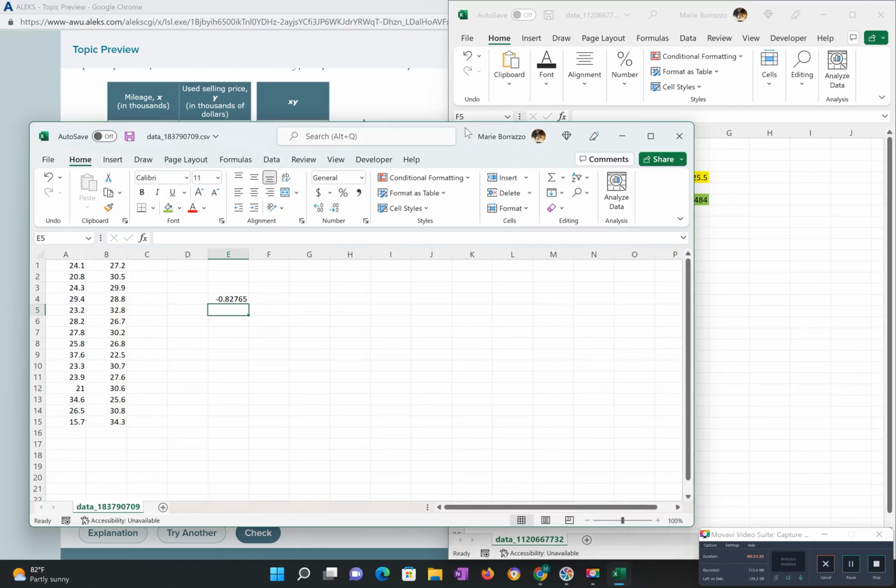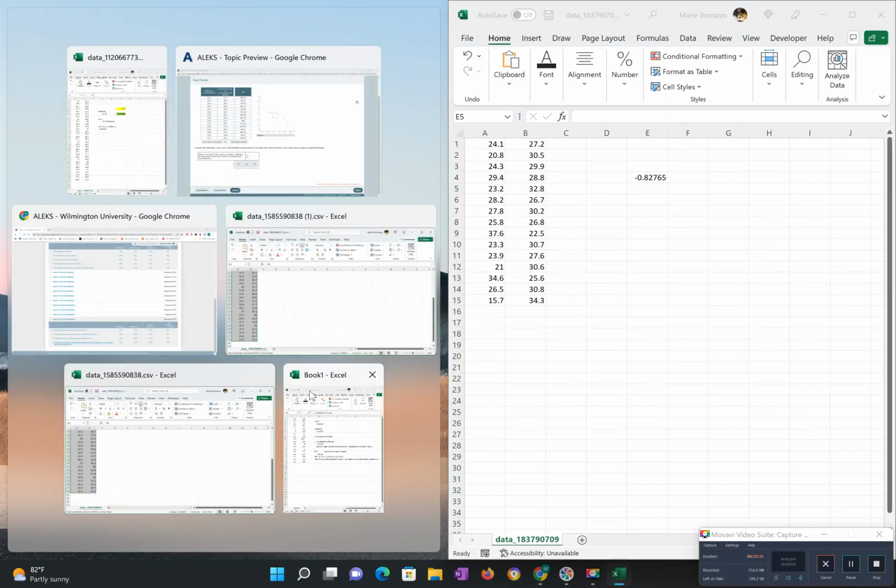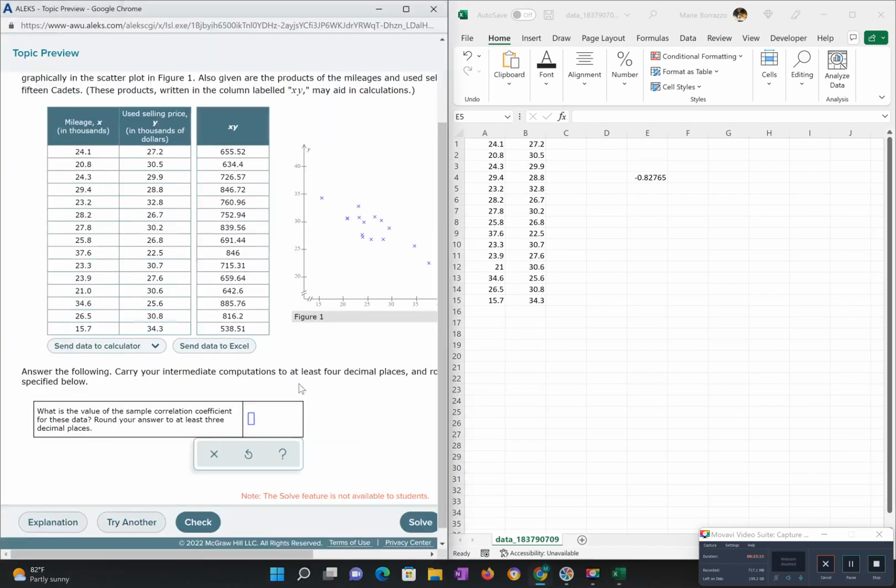Negative 0.83. Because how many decimals do they want? 4 decimal places. Now this could get tricky. So we may have to look at the Alex explanation. But generally speaking, I think you can get away with just this. I'm going to go with that.